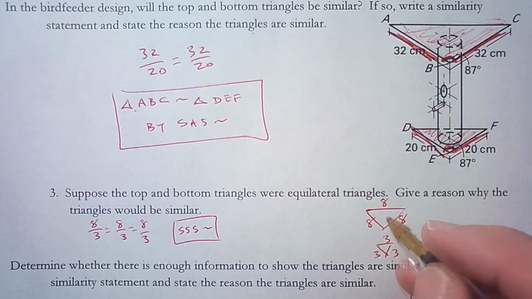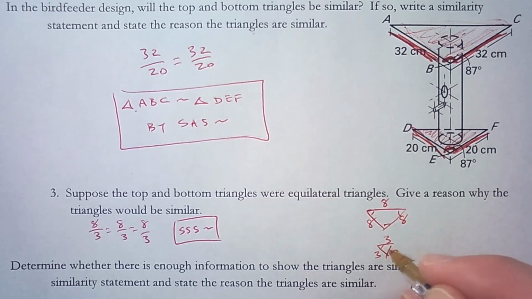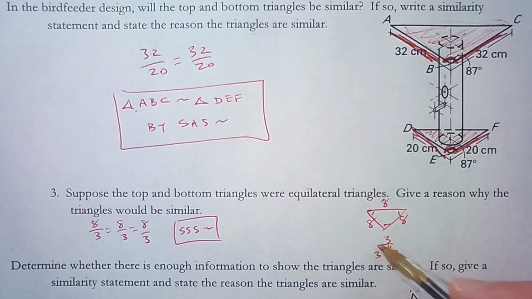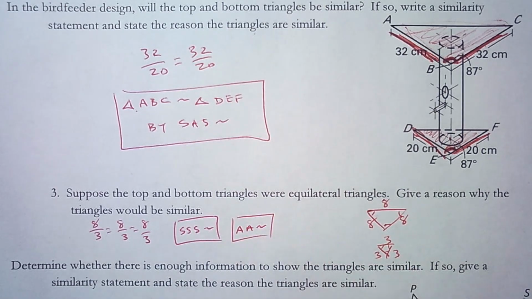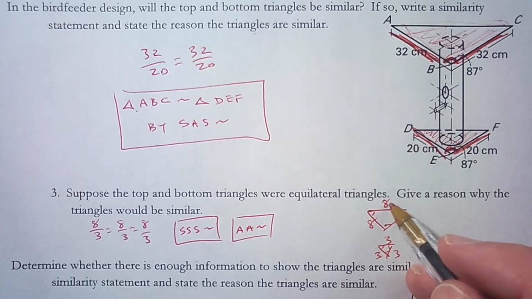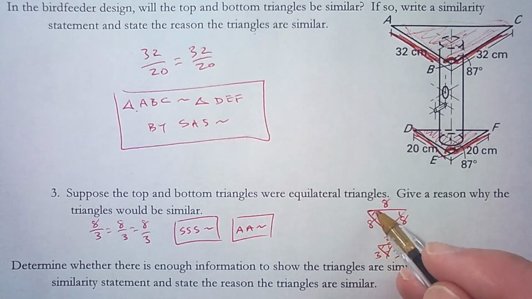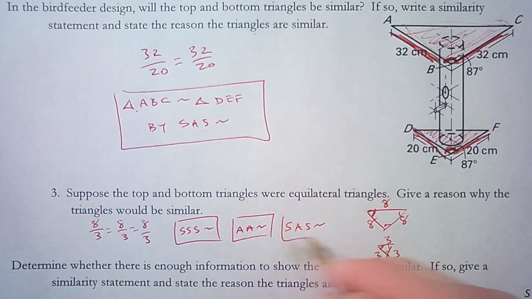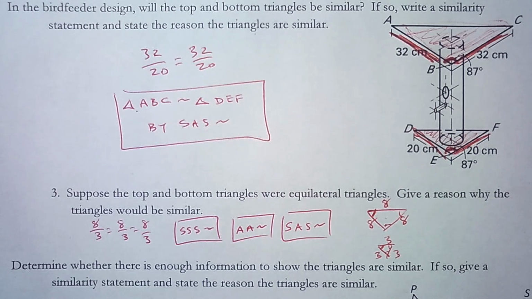Okay, so they would be similar by side, side, side similarity. Now these are equilateral, which means they are 60, 60, 60. All three of these angles are 60, all three of these angles are 60. Well, if at least two angles from here are the same as two from here, I could use angle-angle similarity. And I could use side angle side, because I've got these two 8s, these two 3s, so 8 is to 3 as 8 is to 3. The included angle is the same. So I could use side angle side similarity. So any one of those reasons would tell me that two equilateral triangles are always similar to each other.